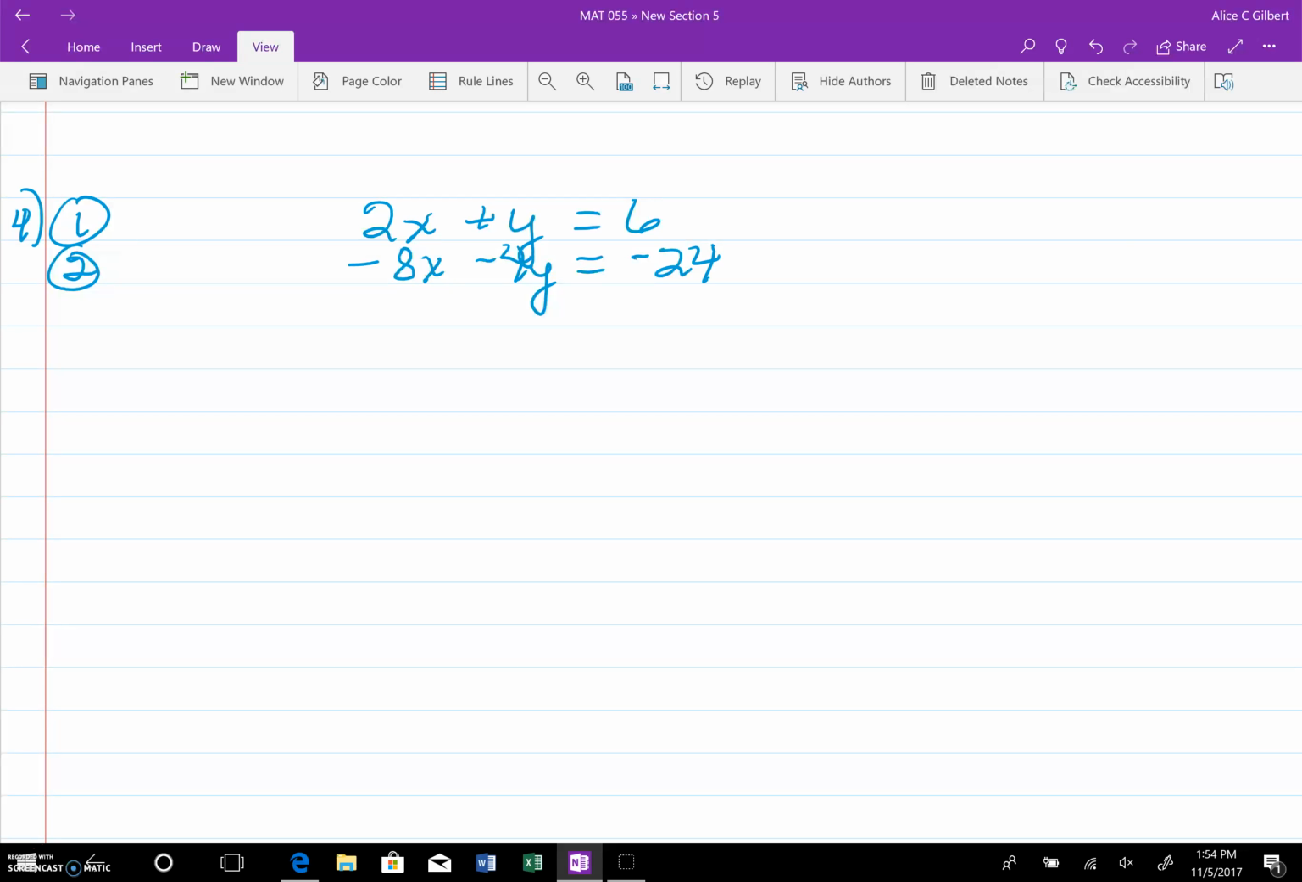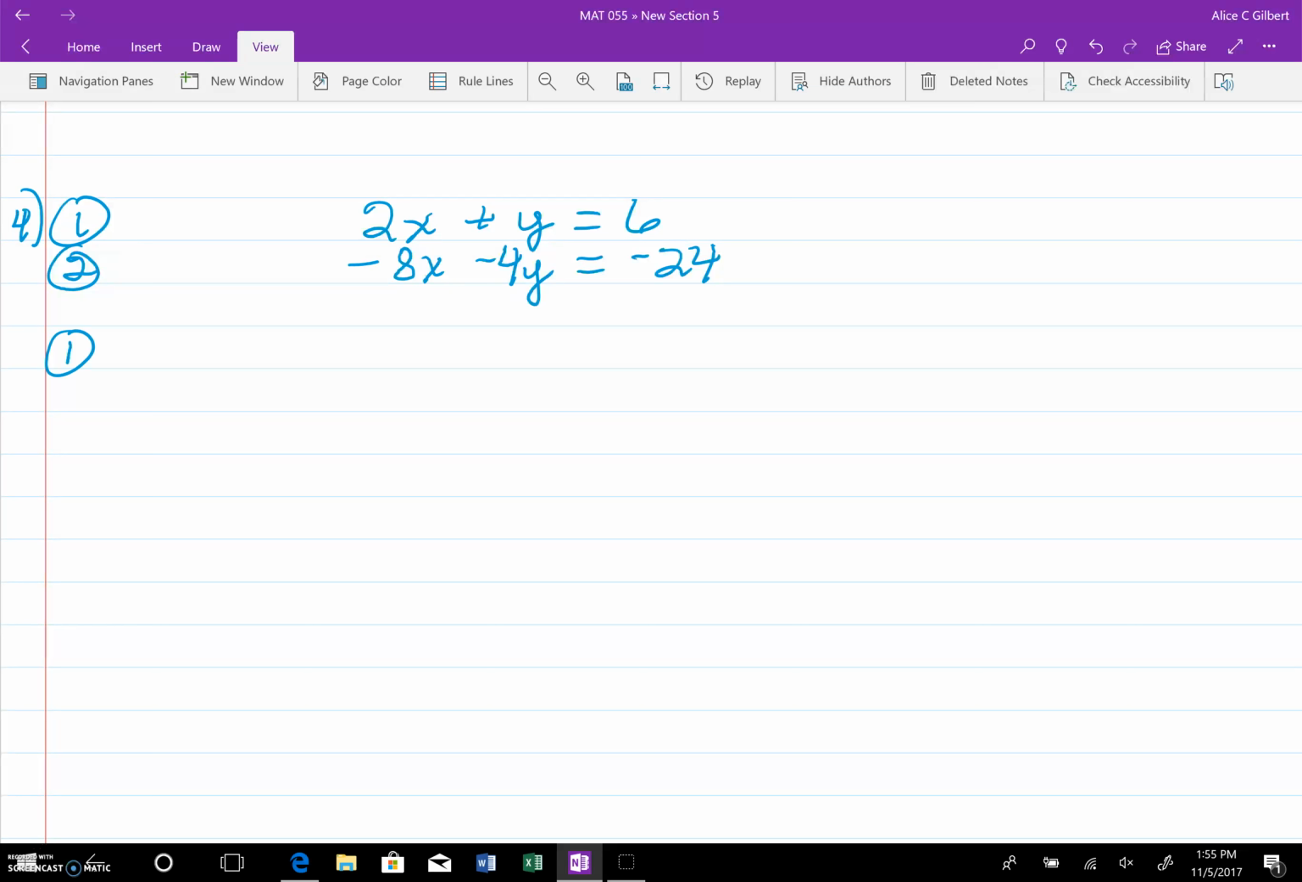Well, when I look at these two, this is hard to see. When I look at these two, both x and y have opposite signs, but my x, the coefficients will have to be 8. The coefficients for the y will have to be 4. So I'm going to go with eliminating y.